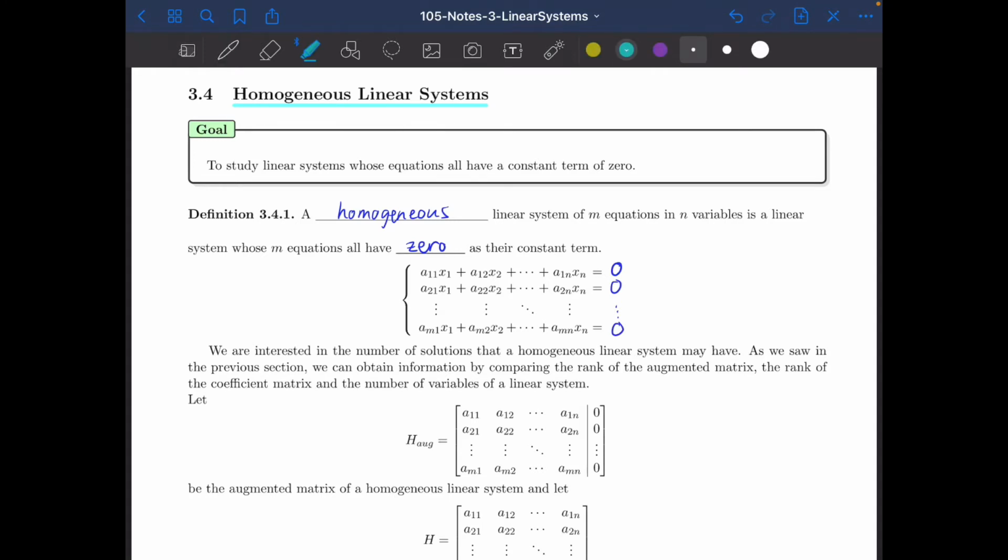Now we're interested in the number of solutions that a homogeneous linear system may have. As we saw in the previous section, we can obtain information by comparing the rank of the augmented matrix, the rank of the coefficient matrix, and the number of variables of a linear system.